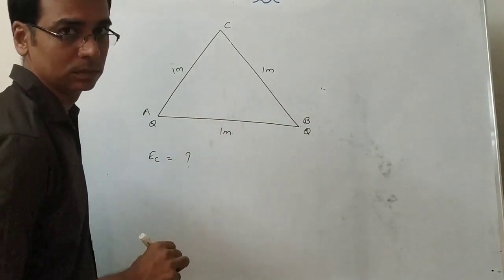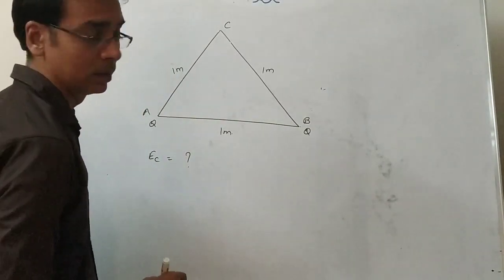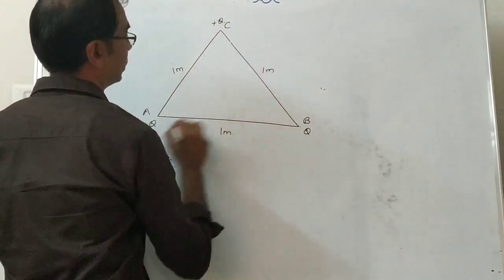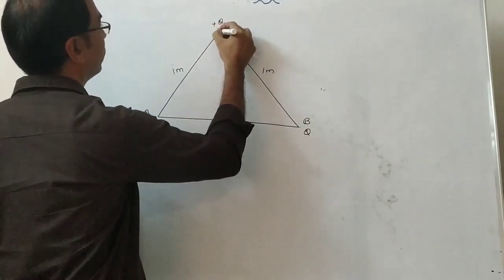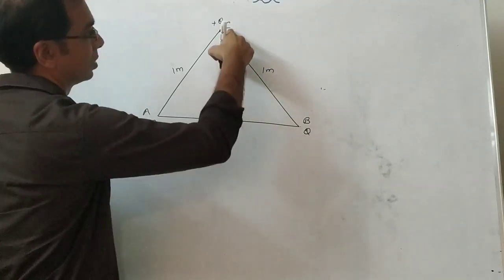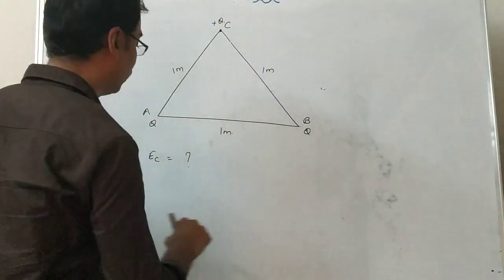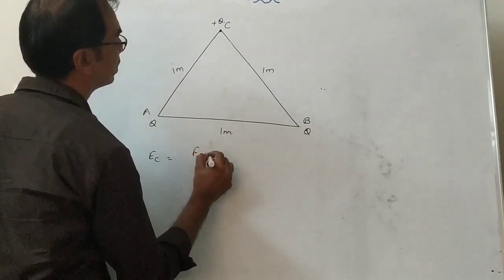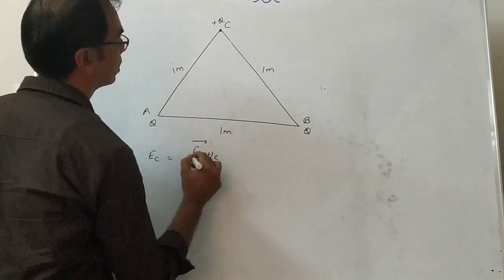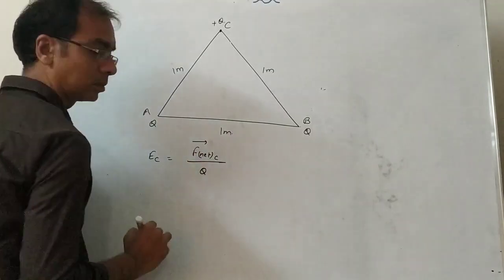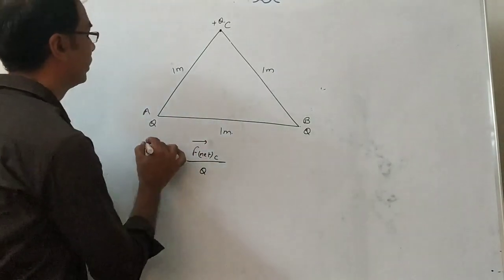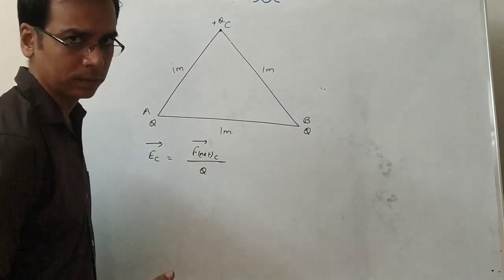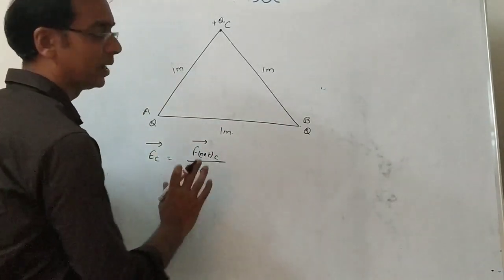What will you do? This kind of question we have done. In that question we put here plus Q, and we were finding the force on this point C. Then how to find EC? We will say that find the net force at C by Q. That is the value of EC. Same thing that we have done earlier. Total force by Q.